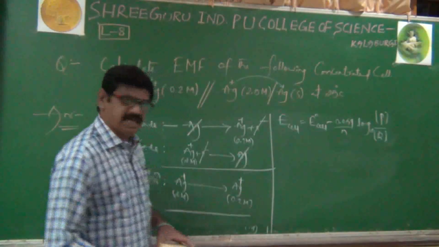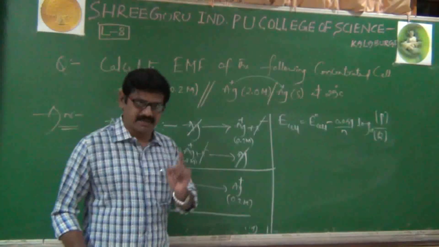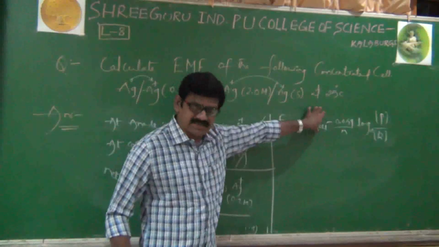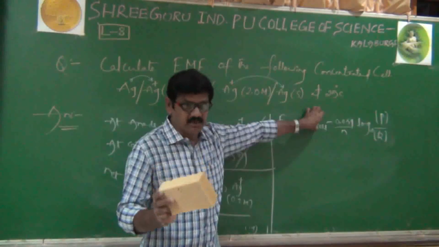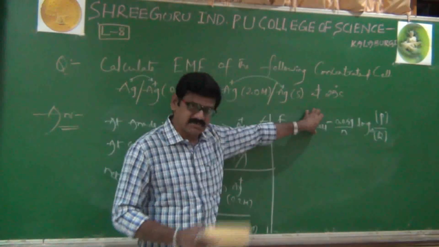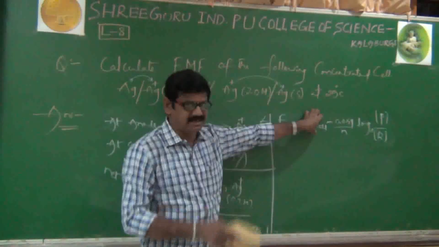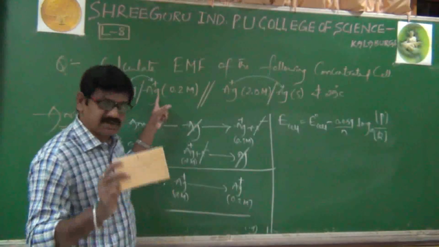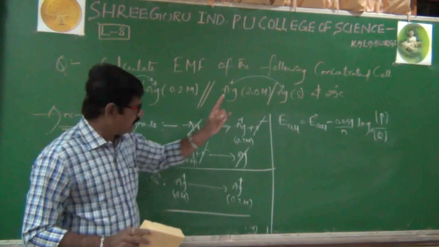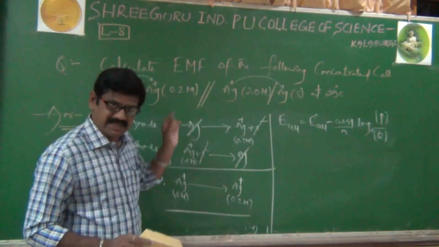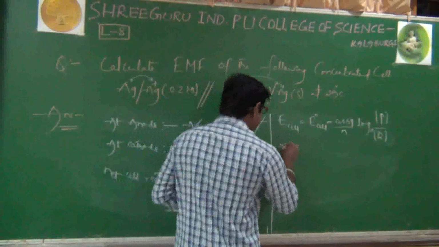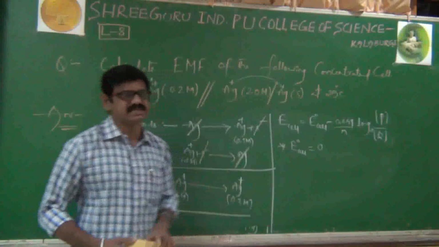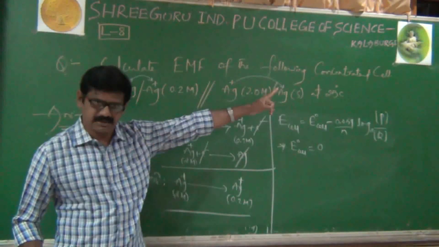In the last class we discussed an important point: for a concentration cell, the E naught cell value will be 0. Why? E naught cell is nothing but E naught cathode minus E naught anode. Here cathode is silver only as well as anode is silver only. Therefore, both values will be the same. Therefore, we write directly E naught cell equals 0. It is fixed for a concentration cell.